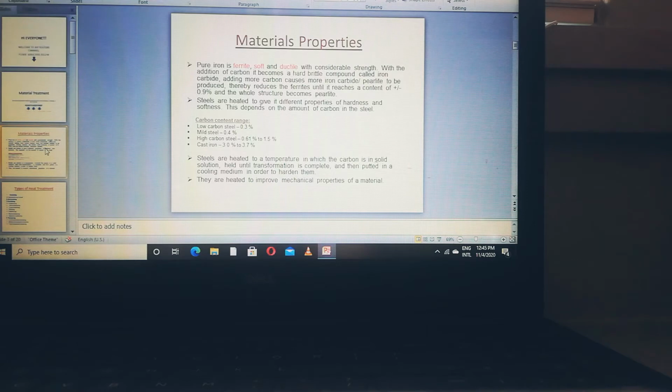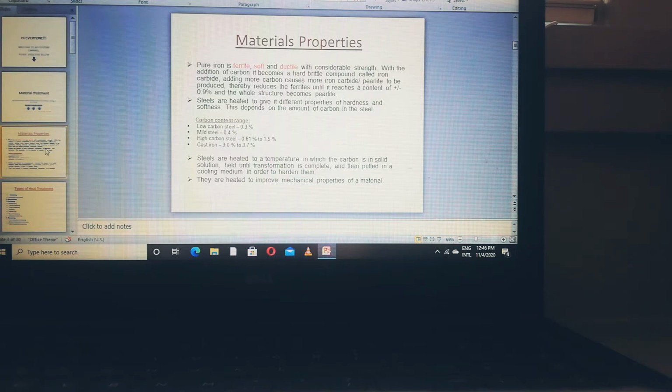We know that pure iron is ferrite, soft and ductile with considerable strength. With the addition of carbon, it becomes a hard, brittle compound called iron carbide. Adding more carbon causes more iron carbide, or pearlite, to be produced, thereby reducing the ferrite until it reaches a content of 0.9% and the whole structure becomes pearlite.